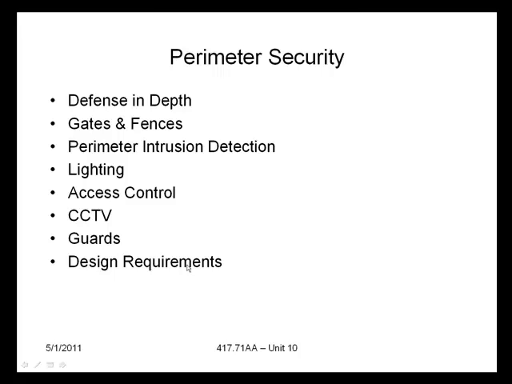Gates and fences are an important part of perimeter security, as are perimeter intrusion detection. Lighting is important. We'll get into that later, as with access control. CCTV stands for closed circuit television. It's the TV monitors that allow guards and human beings to monitor the exits and entrances and monitor the perimeters remotely. It also provides a record of activity around the perimeter for later investigative purposes. Guards, the human beings that operate this, and design requirements for perimeter security.